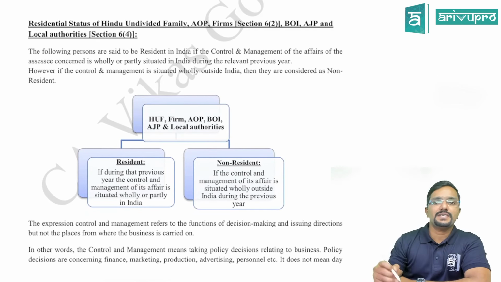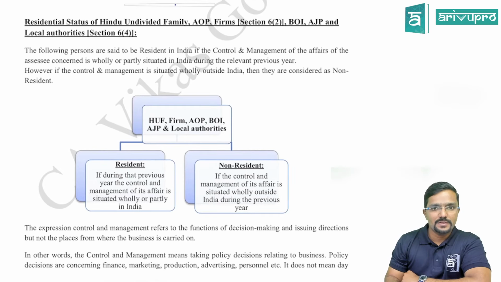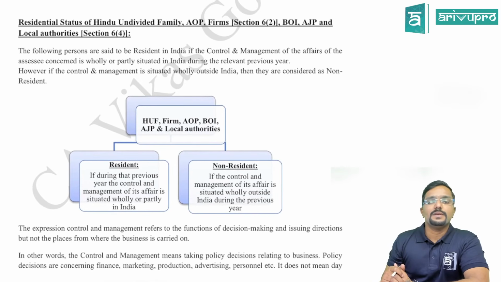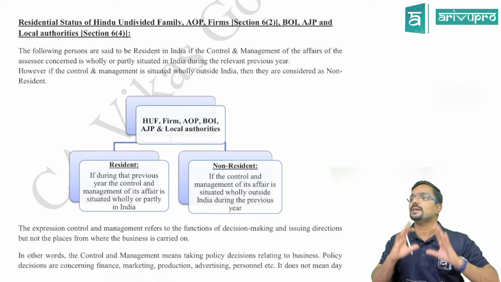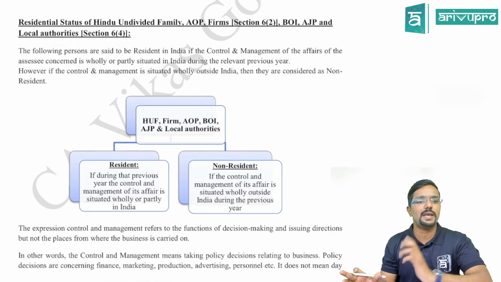The remaining residential status is easy, guys. Let me read. Residential status of Hindu undivided family, AOP, that is association of persons, or partnership firms, is covered in section 6.2, whereas body of individuals, artificial juridical person and local authorities is covered in section 6.4. But both the sections tell the same criteria. It tells the same thing.